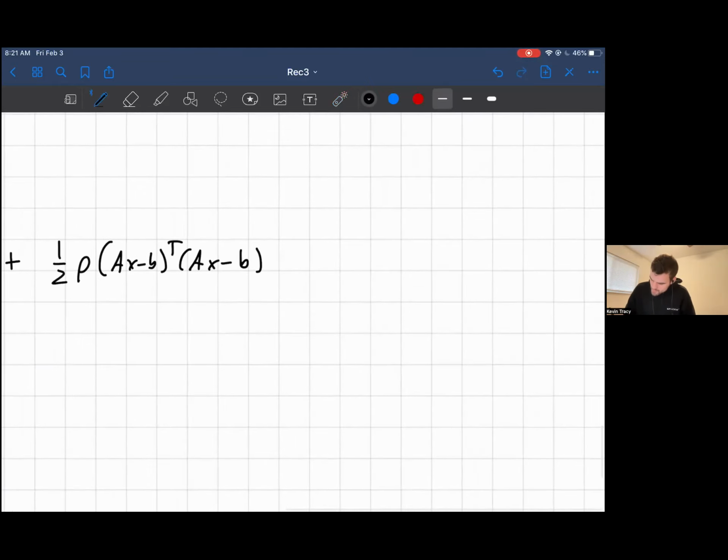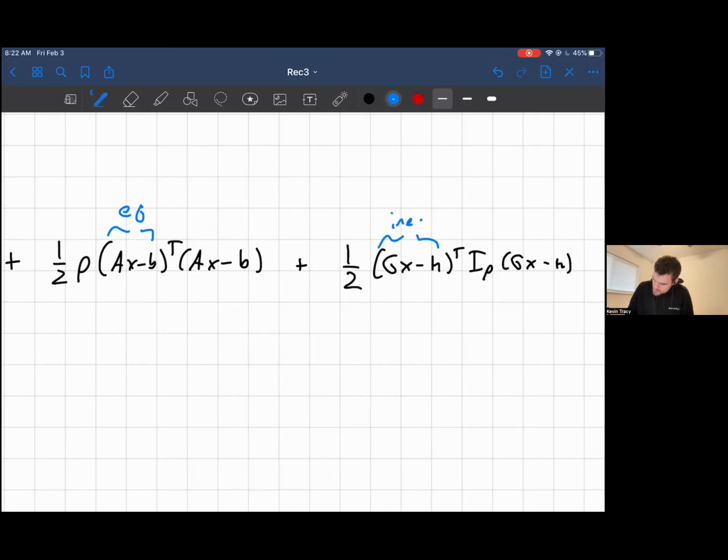And then we'll do another term for the inequality constraint, and this one will be just a little bit different. So now I'm going to say that (g(x) - h)^T I_rho (g(x) - h). What I've done here is I've written down the same sort of quadratic in my inequality constraint. So, here's the equality constraint, and here's the inequality constraint. Now, this I_rho is going to be my selection matrix or my mask matrix.